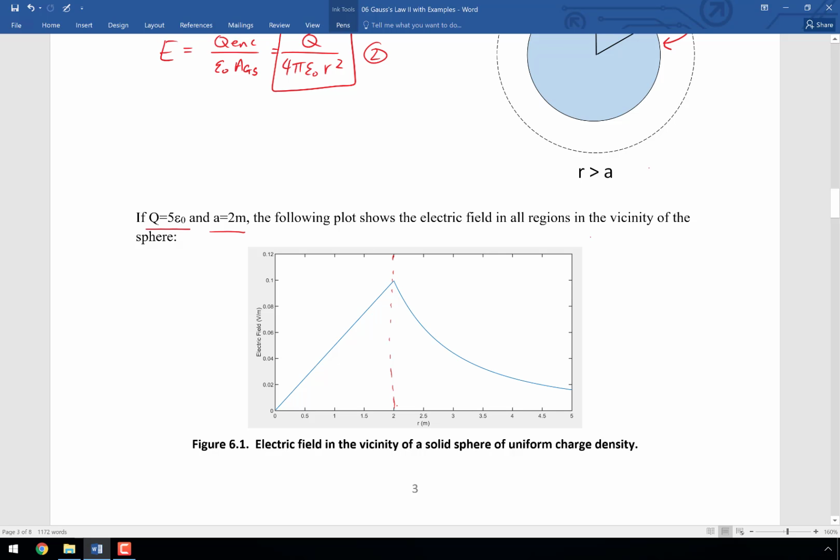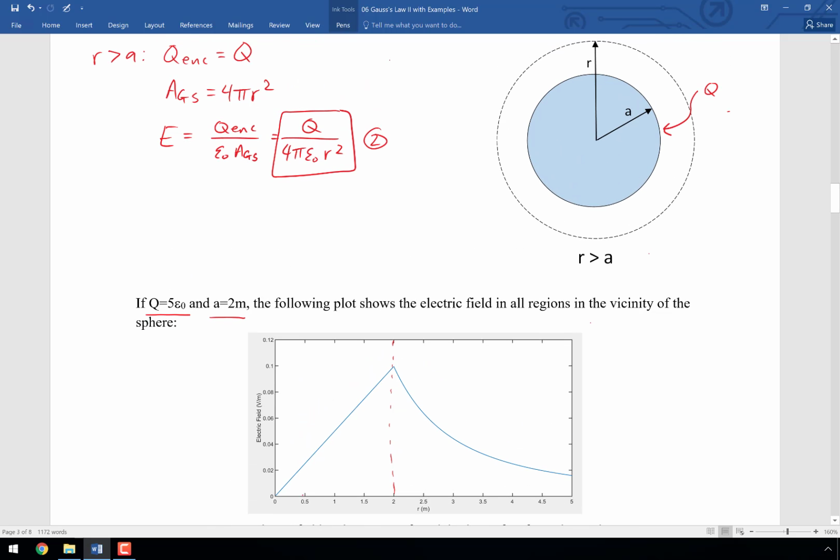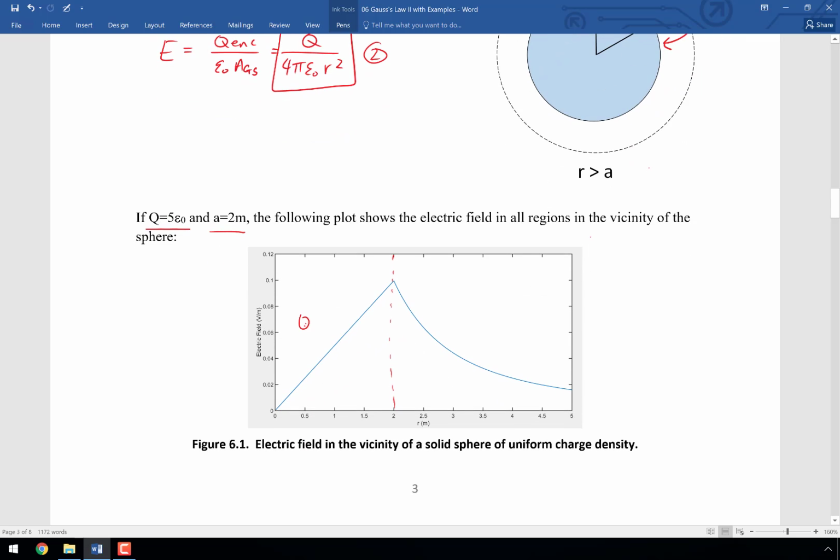You can see that in this region to the left, the electric field is q times r divided by 4 pi epsilon 0 a cubed. And in this region over here, it's q divided by 4 pi epsilon 0 r squared. So here is inside the sphere, and this is outside the sphere. Inside the sphere, the electric field is increasing proportional to r as you move closer to the surface. There's continuous electric field at the surface of the sphere, but then outside the surface of the sphere, it begins to drop off as 1 over r squared.